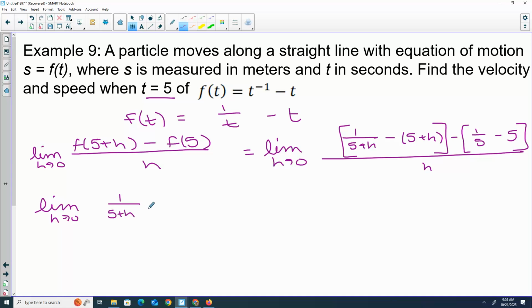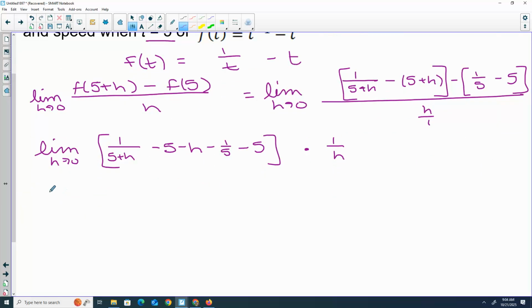So if I distribute, this is minus 5 minus h minus 1/5 minus 5. That's what my numerator turns into. Divided by h, or you could put times 1 over h, since that was an h over 1. What happens now? Oh, that should be a plus 5 right there. 5's cancel.